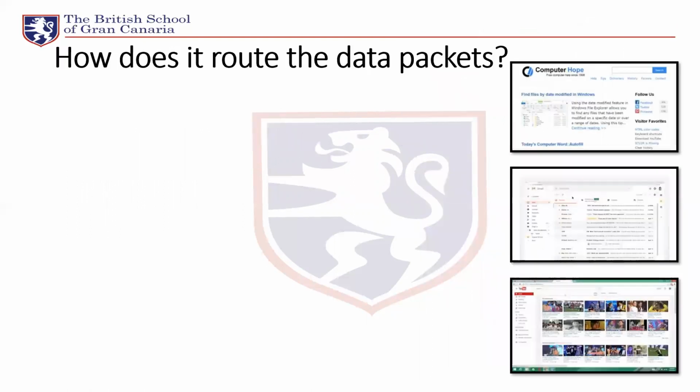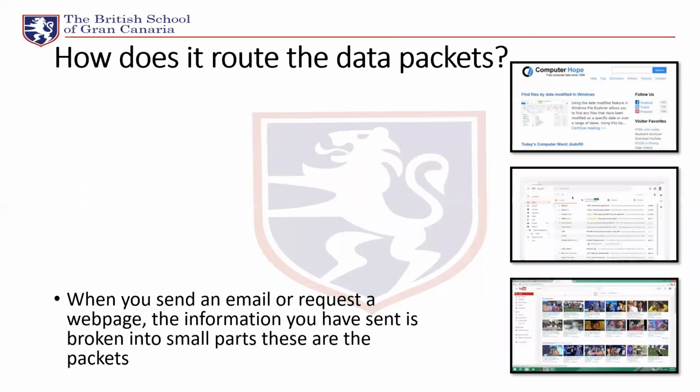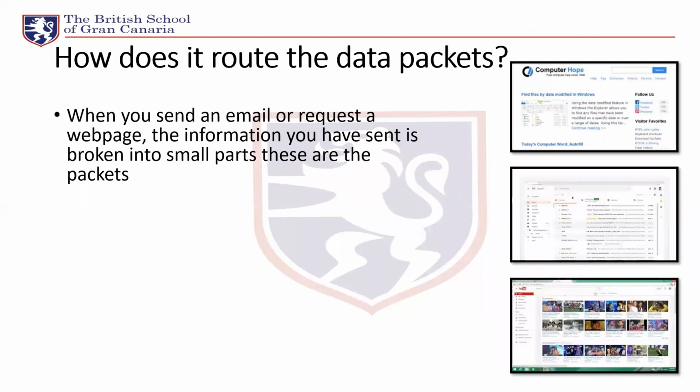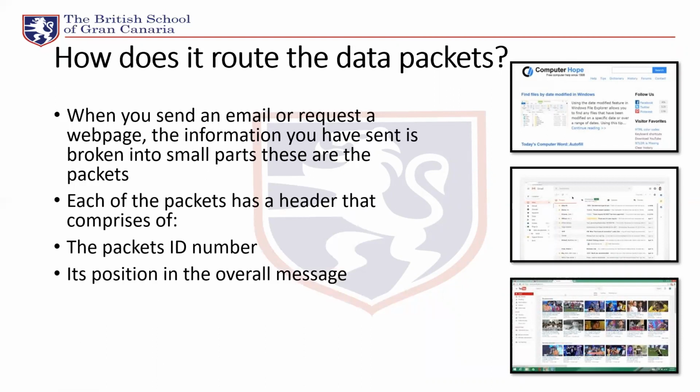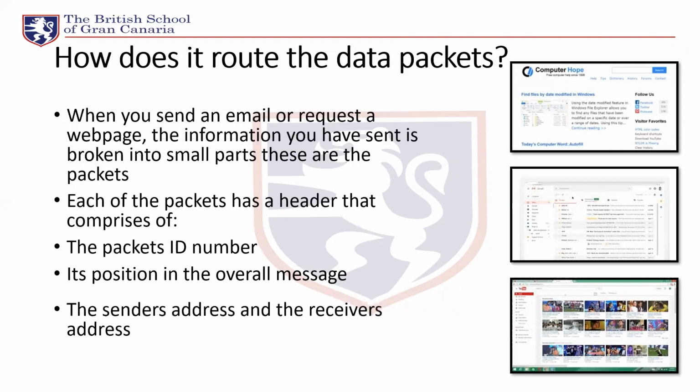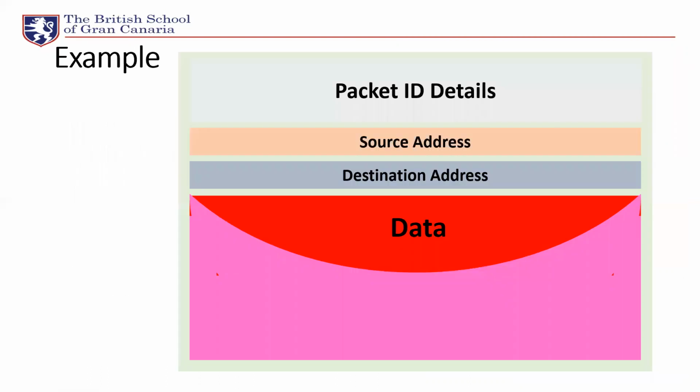So how does it route the data packets? Here are examples of the data. If you were to send information to a website, send an email, or watch a video on YouTube, it would be broken down into small parts. Each of these parts has a header that comprises the packet's ID number, the position in the overall message, so what part it is, part 1, part 2, part 3, part 4, and so on, and the sender's address and the receiver's address.